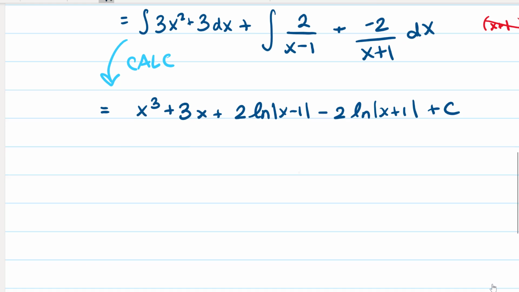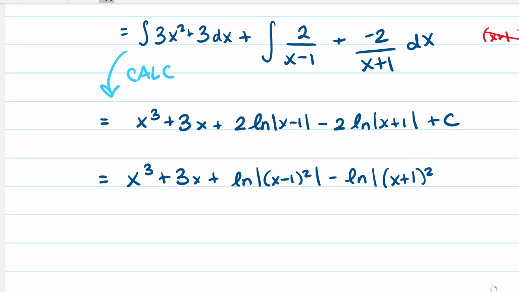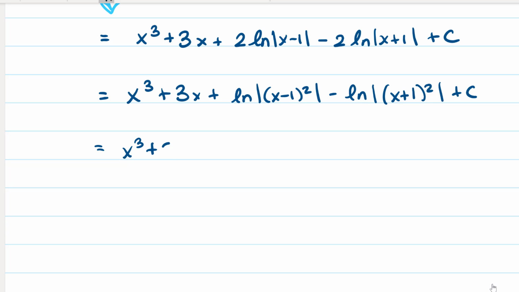Now we just have to clean it up using our ln properties. So this is x cubed plus 3x plus ln. Don't forget to put the absolute value. It's really important. People often forget it, and then they end up getting things wrong. So one more step, and then we're all done. Using ln properties, we can make it one ln, and when you subtract, you divide the insides.